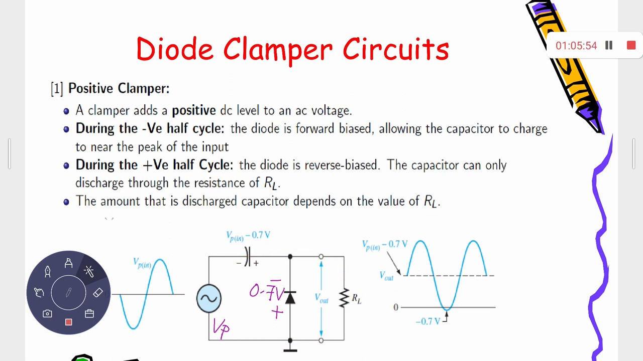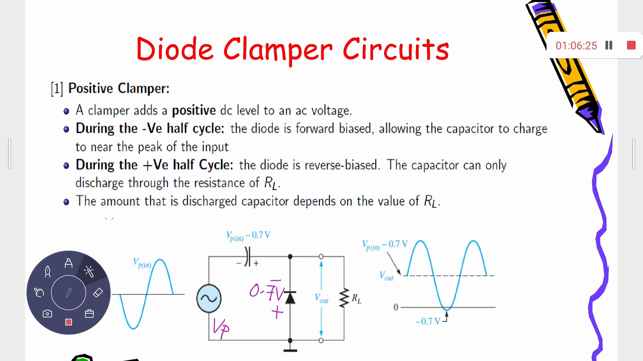And now there is an assumption: if I assume that this RLC time constant is much higher as compared to the time period of this, or half of the time period of this, then I can assume that the capacitor discharges very little. Or what I can assume is that this capacitor will retain this charge, and accordingly this voltage is given by VP in minus 0.7.